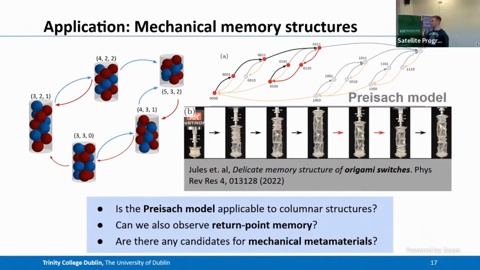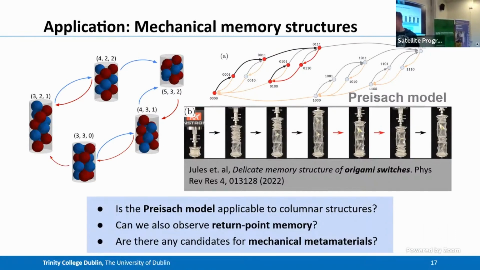And they observe what's called return point memory. So you cycle through these diagrams, and at some point you return to your previous structure, and that way it remembers, memorizes the previous structures. And then last but not least, the question would be: can you actually find amongst our columnar structures any candidates for these mechanical metamaterials that they are interested in?